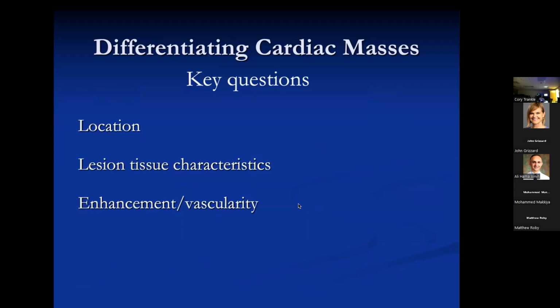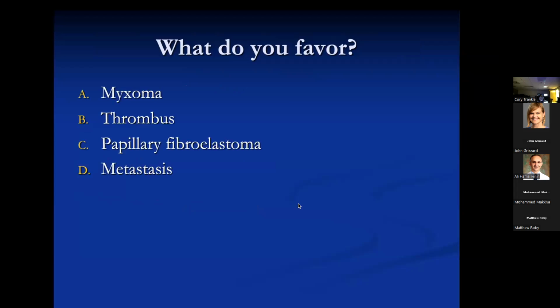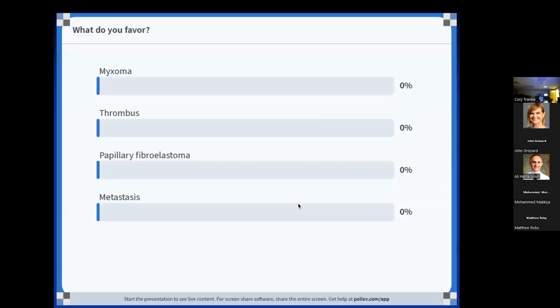And so these are the questions that, when you're evaluating a cardiac mass, I think are very helpful to try and answer. Location, and by location, I mean, is it intracavitary, intramural, or epicardial? Those things are usually going to help you limit the differential significantly. And is it invasive or not? And does it have abnormal enhancement? So what do you guys favor just on what you've seen so far on this lesion? Do you favor myxoma, thrombus, papillary fibroelastoma, or MET?